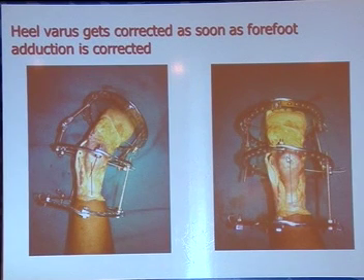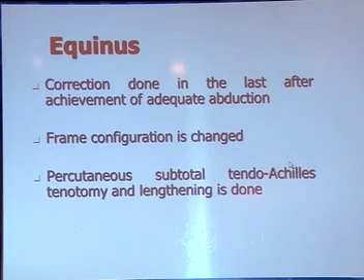One thing I want to tell you: we never fix the Joshi external fixator; they fix the Balkanias. I don't know how it works. But we have studied that this was the clubfoot here, and as soon as you fix this, it will be converted from varus to valgus heel. In the last correction, after achievement of adequate abduction, the frame configuration is changed. Then we do the percutaneous tendo-Achilles tenotomy and lengthening or VY-plasty.